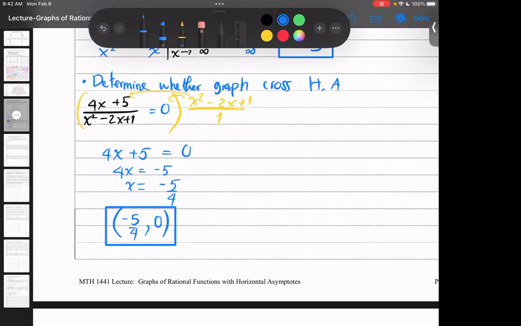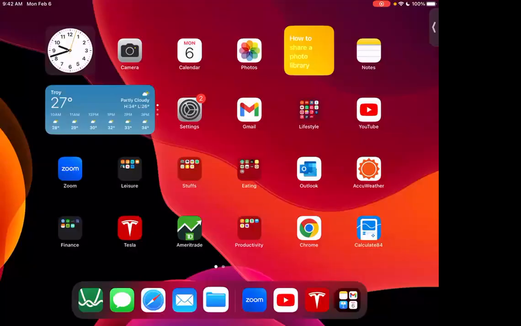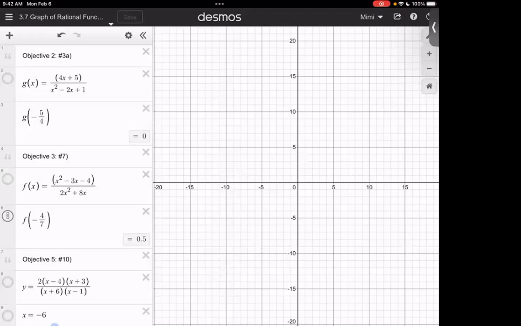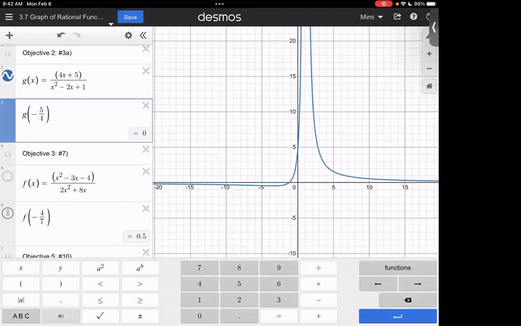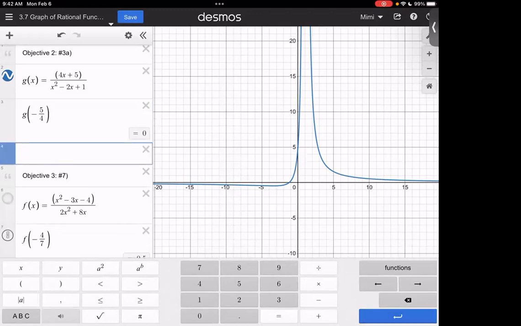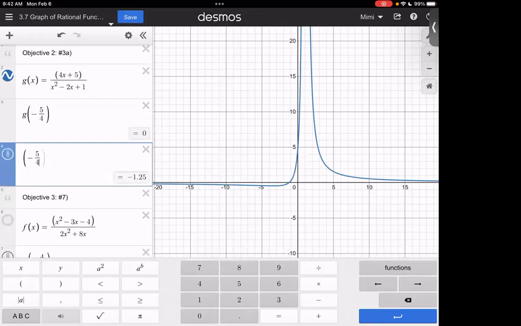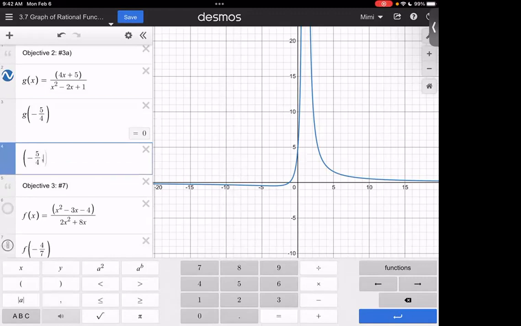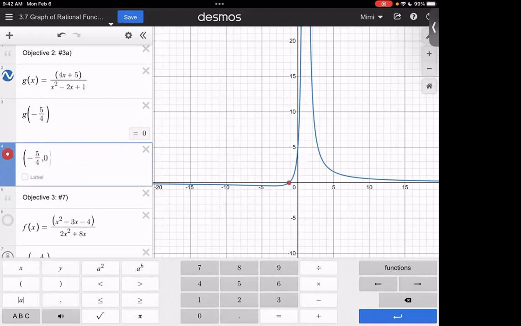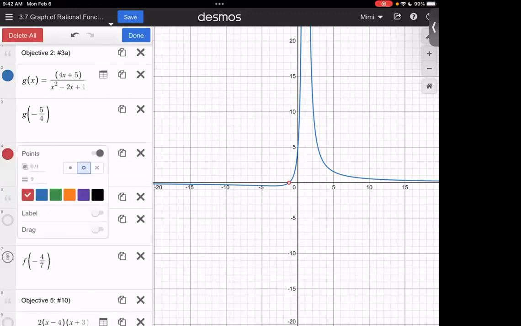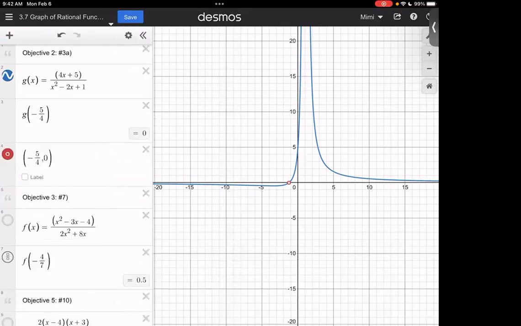Let me show you how it looks on decimals. So right there, that's my function. I forgot to... I can do negative 5 divided by 4, comma 0. Right there.